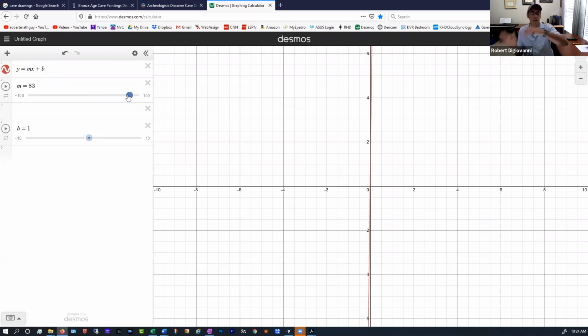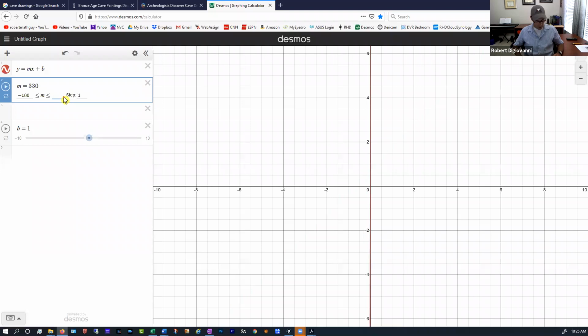But it doesn't turn and go past vertical. It just gets more straight up and down the bigger the number gets. Even if I change this to 1,000, oh, sorry, I went too far. As I go out, it just gets steeper and steeper and steeper, tries to become vertical. Now, what happens if I go the negative direction?